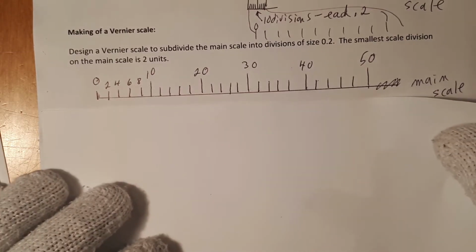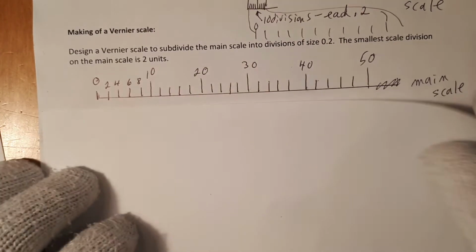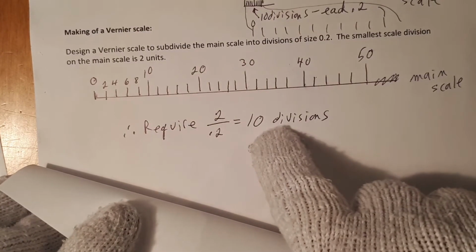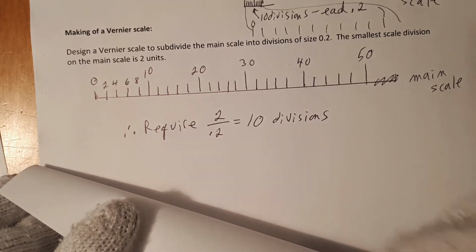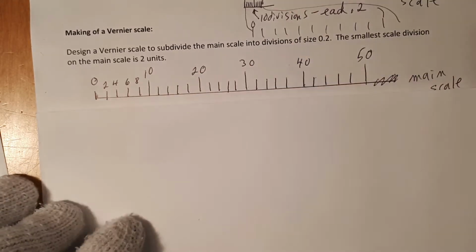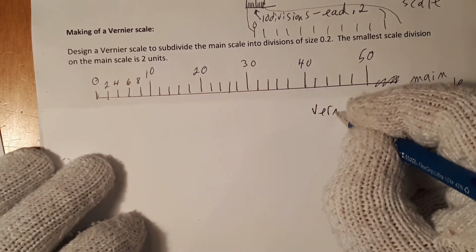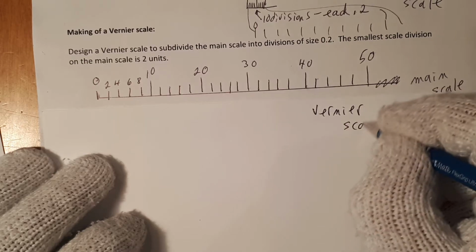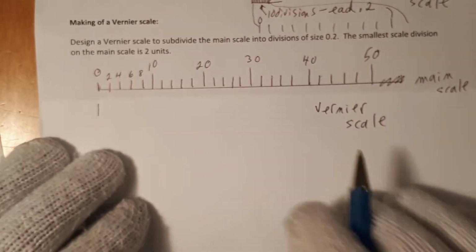To build this particular scale, I'm going to count, how many do I need? I need 10 divisions. So I'm going to count 10 divisions on the main scale. This is going to be my vernier scale. It starts here. I'm going to count 10 divisions.